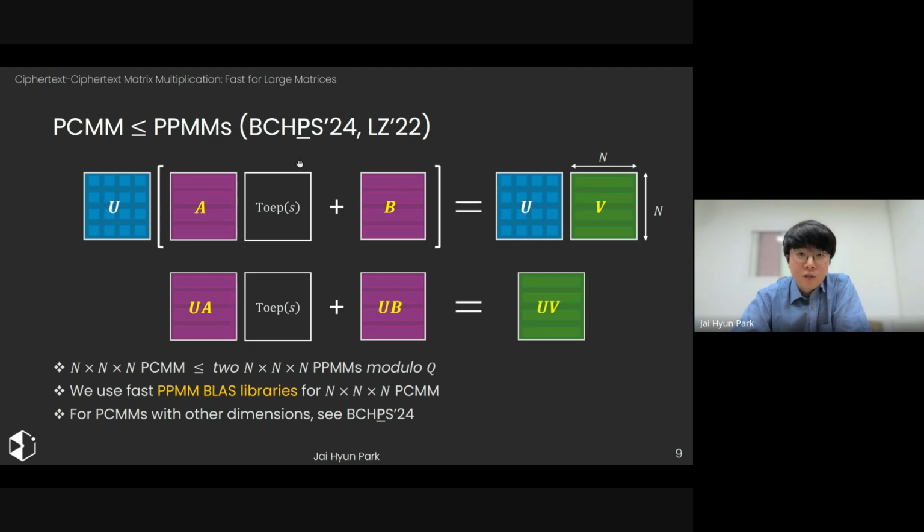Yep. So this reduction was introduced last year, and even 3 years ago by Liu and Zhang. And by using this kind of reduction, we can implement PCMM using BLAST libraries.